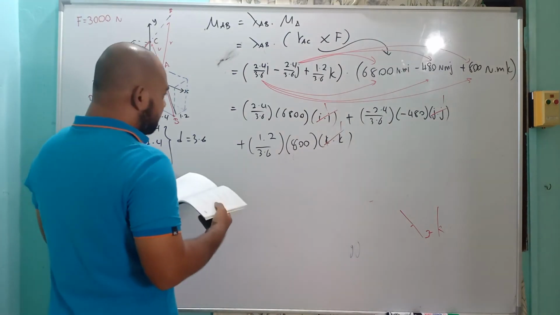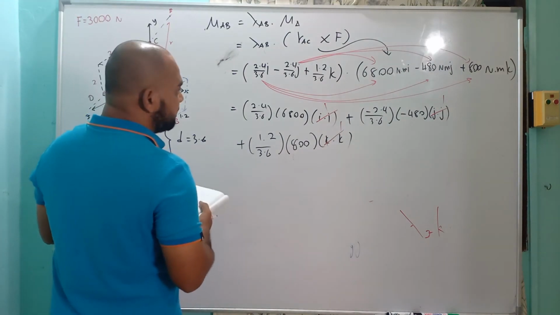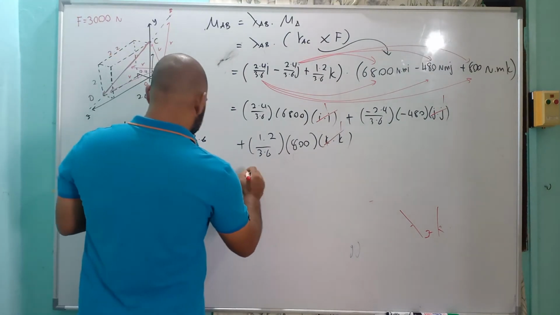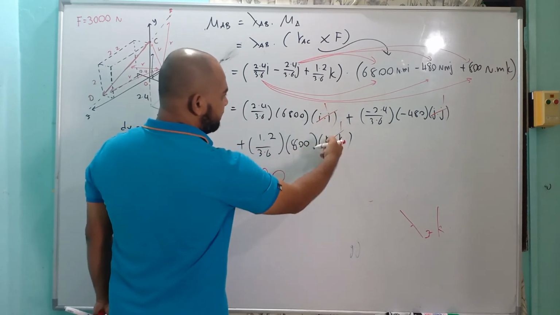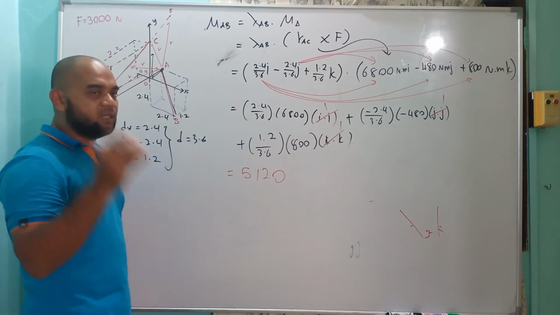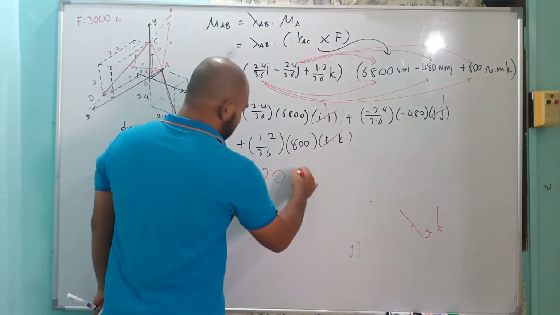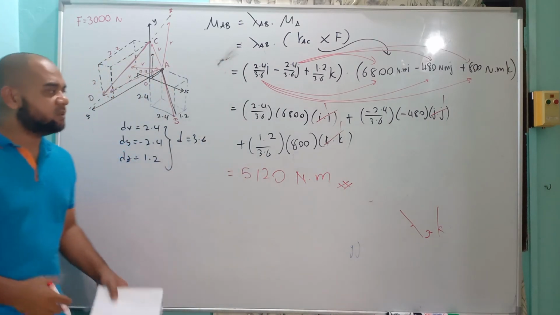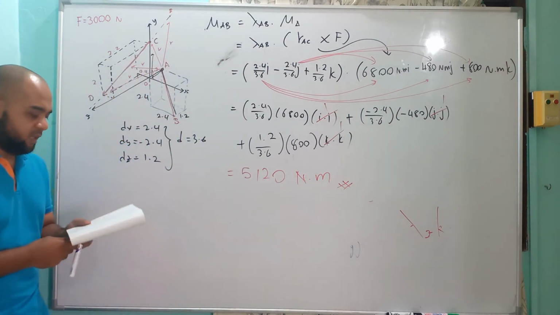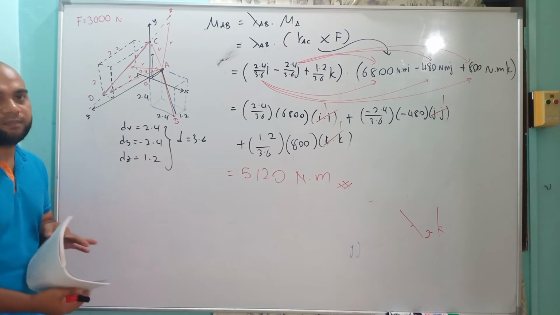So you go on to calculate this one, and the answer is 5120. Because it is times 1, there is no more IJK, only the scalar, and the unit is Newton meter because it is a moment. So there is the answer for that one.